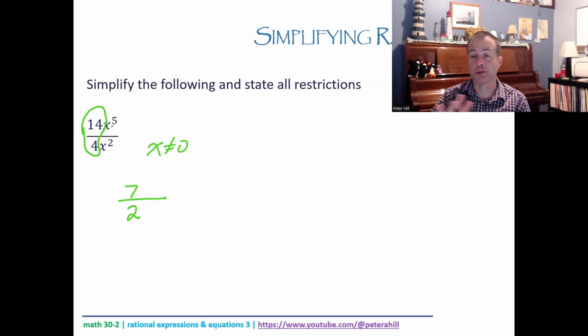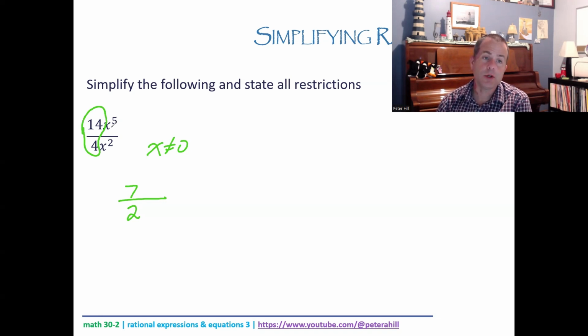Hey, if that stresses you out, let's just talk about that for a second. If you don't like doing that sort of stuff in your head, that's okay. You have a calculator to help you. Just don't write things as a decimal. Don't write this as 3.5. If you're going to go 14 divided by 4 in your calculator, that's okay. Just then ask your calculator to change it back into a fraction. When you ask your calculator to change things back into a fraction, it'll always give it to you in reduced form. So it will give you the 7 over 2 for you.